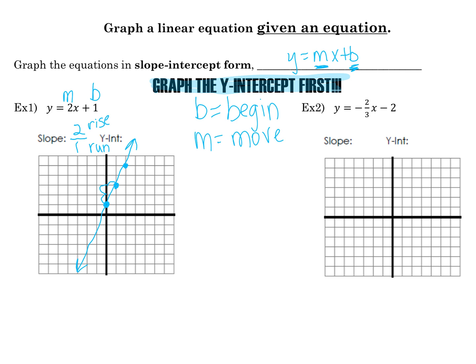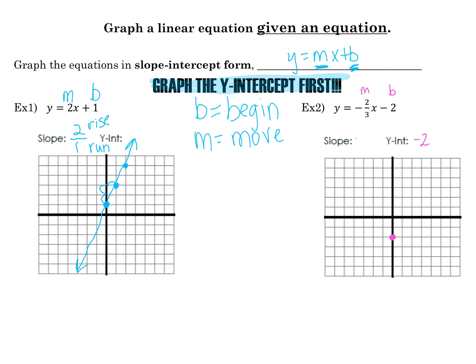Okay, let's look at the next one. So our next one, we have our slope M, and we have our y-intercept B. So our y-intercept is -2. That's where we're going to begin on the y-axis, always the y-axis. Don't put it on the x-axis. It's always going to go on the y-axis.